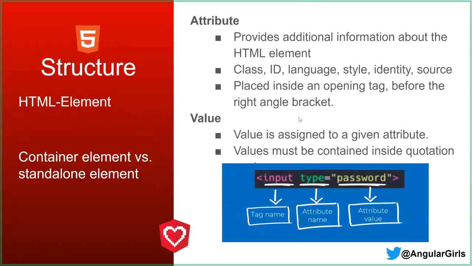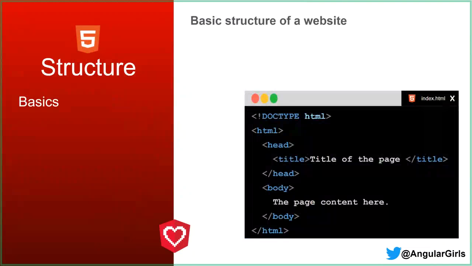We have these attributes for providing additional information: classes, IDs, language, styles, and so on, and values. I guess the slide is just the basic structure of the website. As I already told, we have this HTML tag. This HTML tag has just the functionality of wrapping the whole website around, so that later the browser knows there's an HTML website, and in between I find a lot of HTML content.